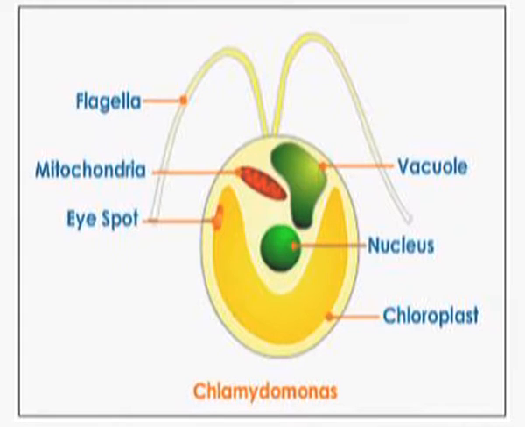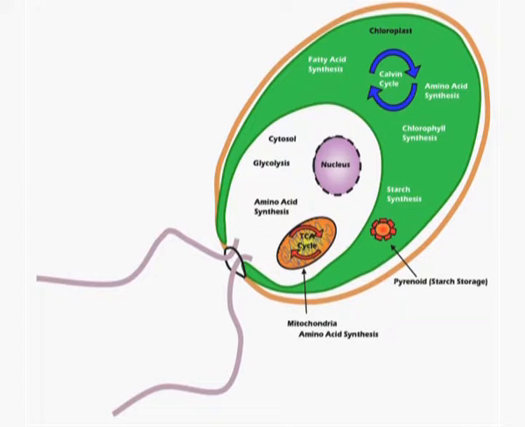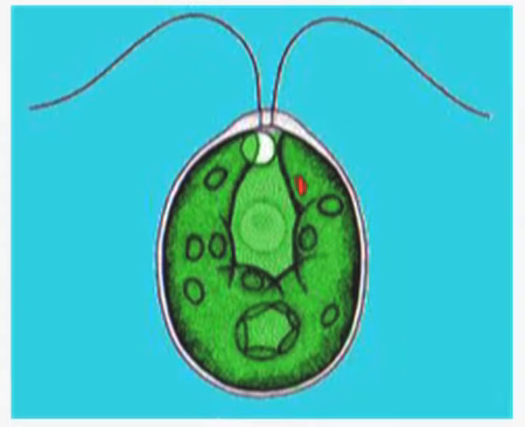Chlamydomonas has flagella, and it can also move about with the help of these flagella, as you can see in the case of euglena. The nutrition in them is diversified, as you find in the case of monerans. And we have already talked about the different modes of nutrition.